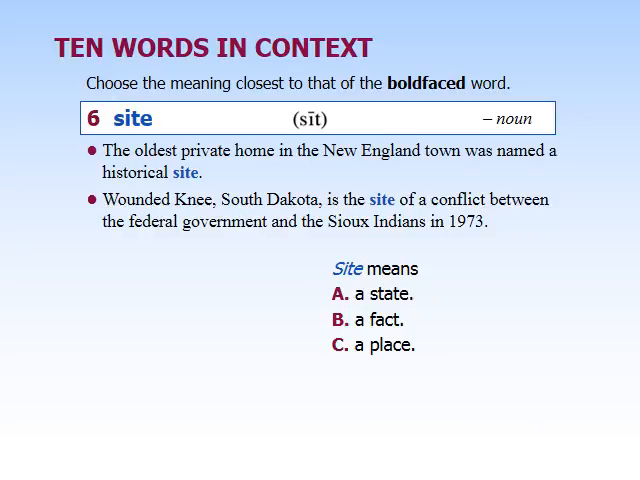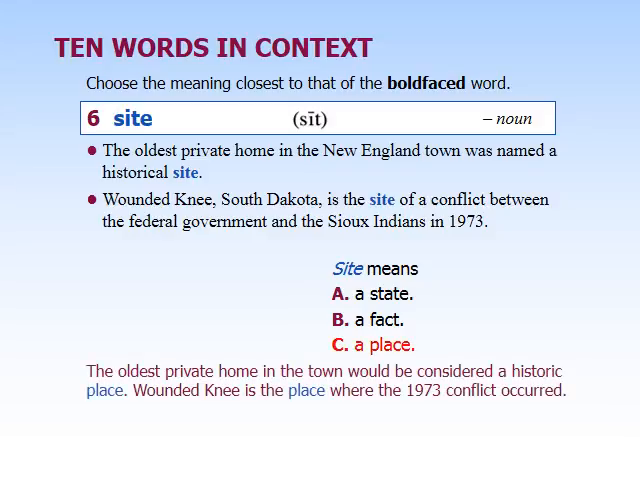Okay, our next word here is sight, and this is a noun. Now, a word we've had before is also pronounced the same way, but it's with a C. This one is with an S. The one with a C is a verb. The one with the S is a noun. So the oldest private home in the New England town was named a historical site. Wounded Knee, South Dakota, is the site of a conflict between the federal government and the Sioux Indians in 1973. And in this case, a site is a place.